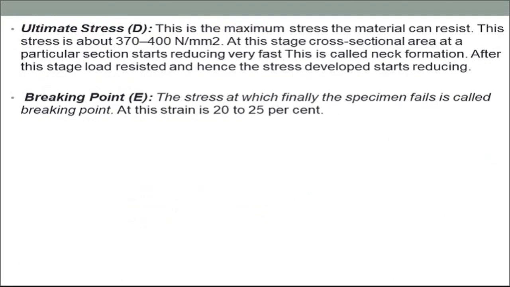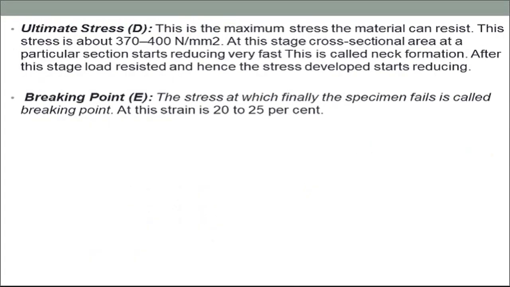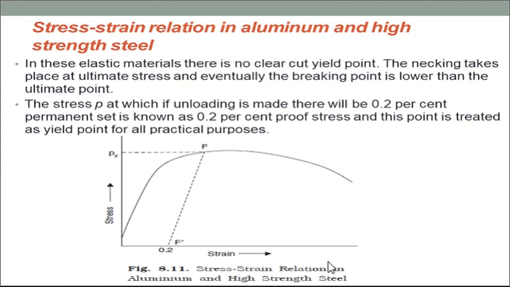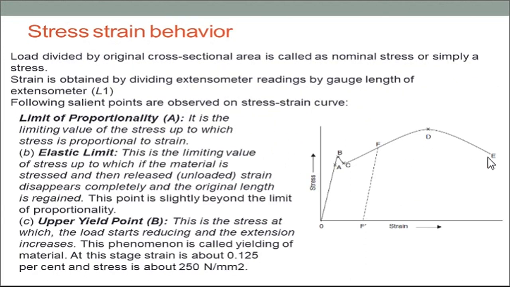After that comes the breaking point. You can see capital E is the breaking point, which is far below the ultimate stress. Still the extension progresses, and after some time there is a breaking point. The stress at which the specimen finally fails is called the breaking point, and at the breaking point the strain is about 20 to 25%. So the breaking point is below the ultimate stress. You can see this ultimate stress, capital D, is at the highest point, and the breaking stress is somewhat below D, a somewhat lower value of stress.